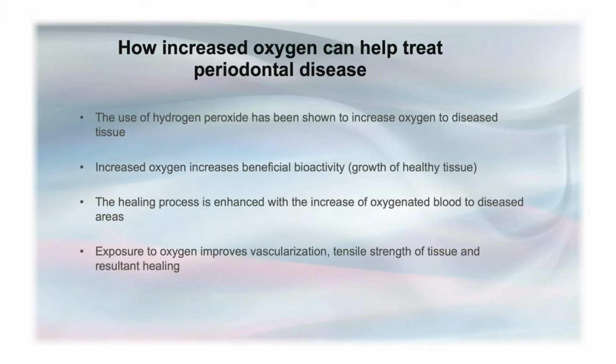Because what we've seen with hydrogen peroxide is it has been shown to increase oxygen to tissue that is diseased. And it increases the bioactivity, the growth of healthy tissue, so that you can regenerate the tissue and make it healthy again and get rid of all the anaerobic bacteria. The healing process is enhanced with the increase of oxygenated blood, because that is the enemy to anaerobic bacteria, oxygen. Exposure to oxygen improves vascularization, the strength of tissue, and the healing occurs quicker.